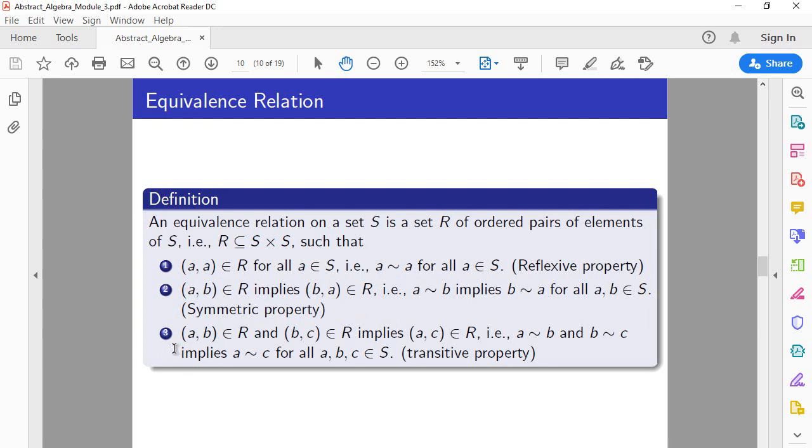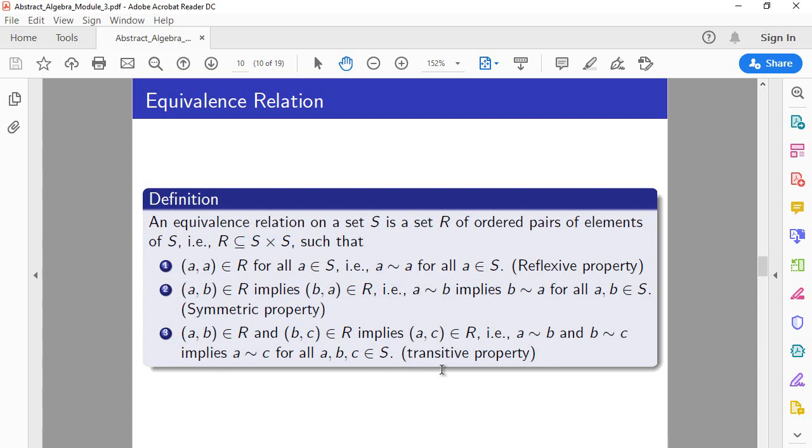Now, property number 3 says if (a, b) is in the relation and (b, c) is in the relation, then (a, c) also belongs to the relation. That is, a tilde b and b tilde c implies that a tilde c for all a, b, c in S. This is known as the transitive property.